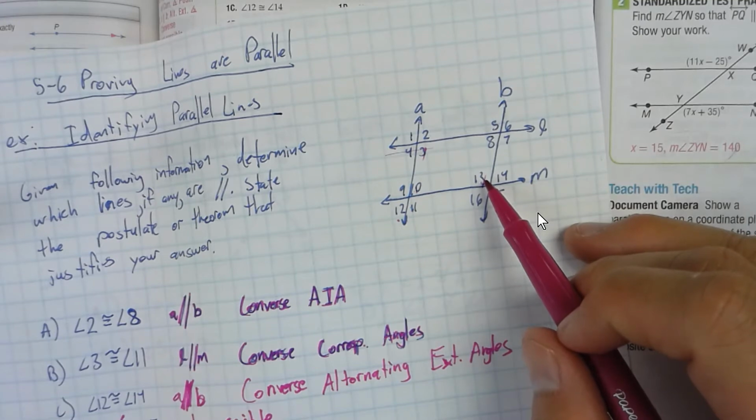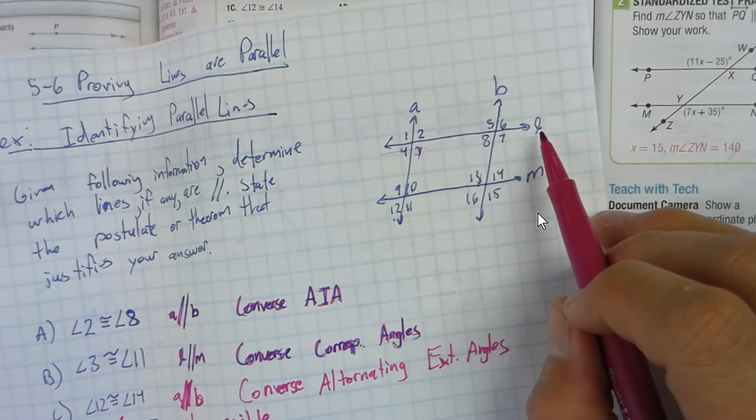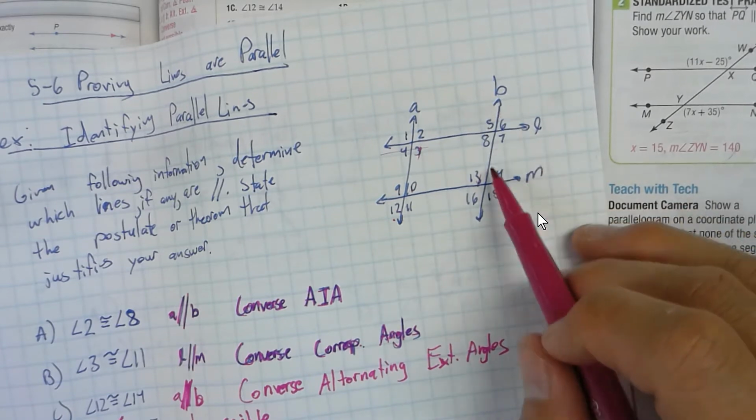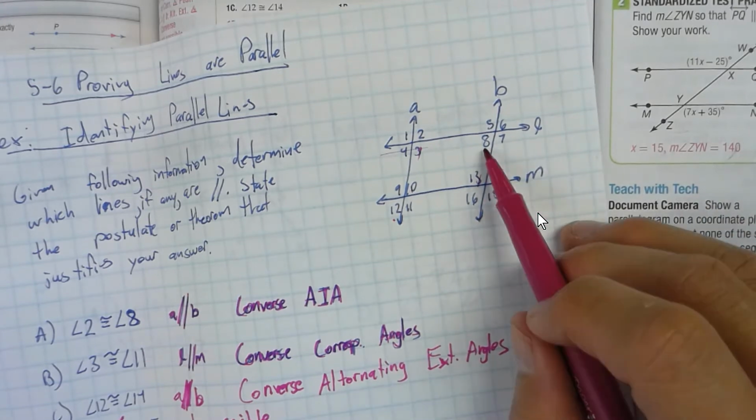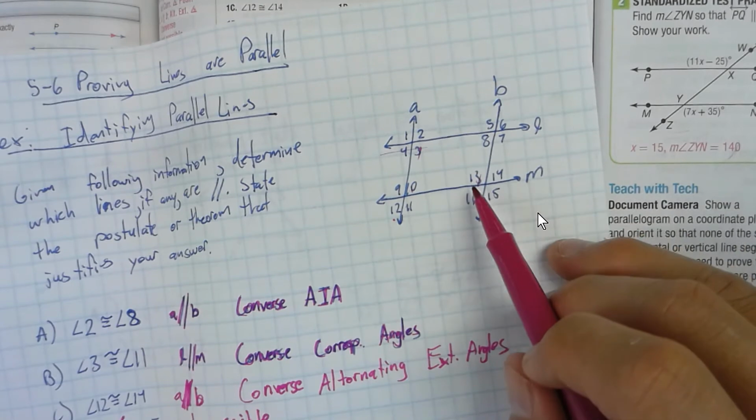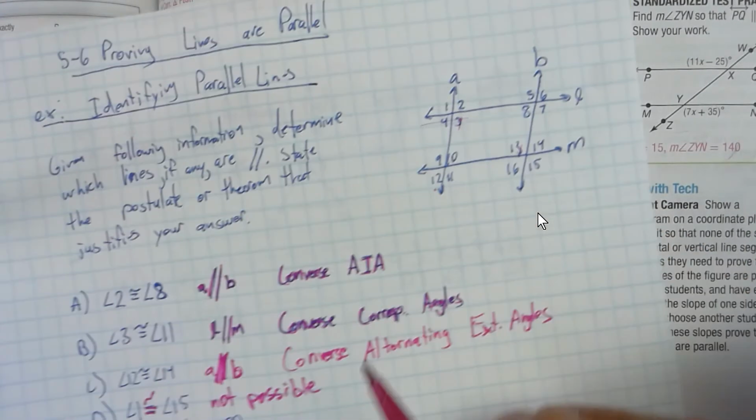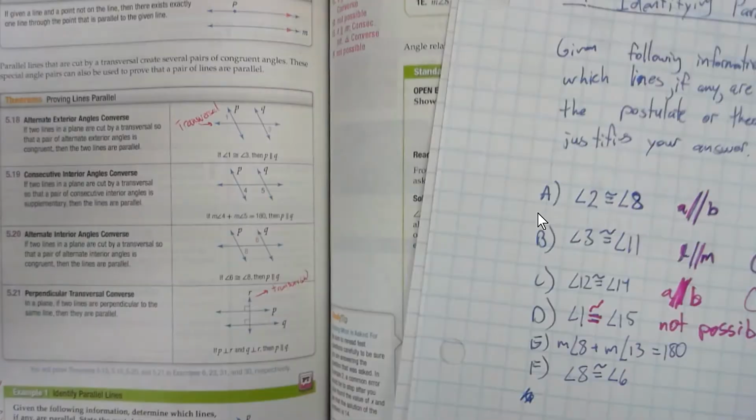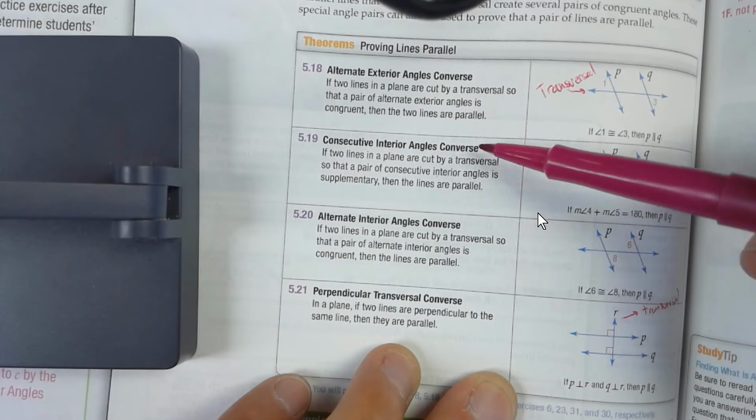And I think that it's trying to prove that L and M are the lines that we're focusing on, and the transversal would be B. So in this case, L and M, they're on the interior. They're consecutive. It's one after the other, 8, then 13. And they add up to 180. Let's see if there's anything that says such a fact. The consecutive interior angles theorem, I think it's this one here.